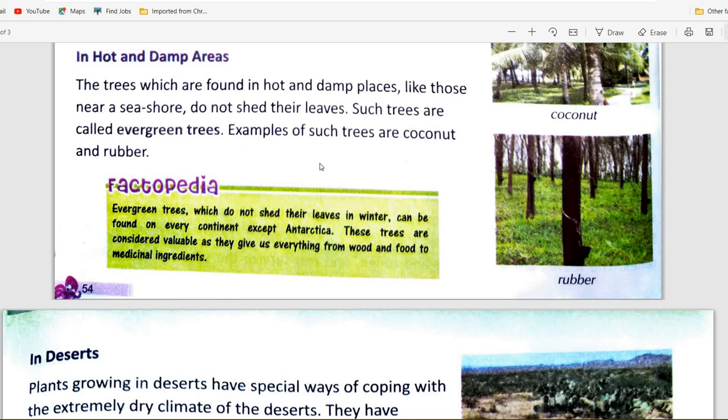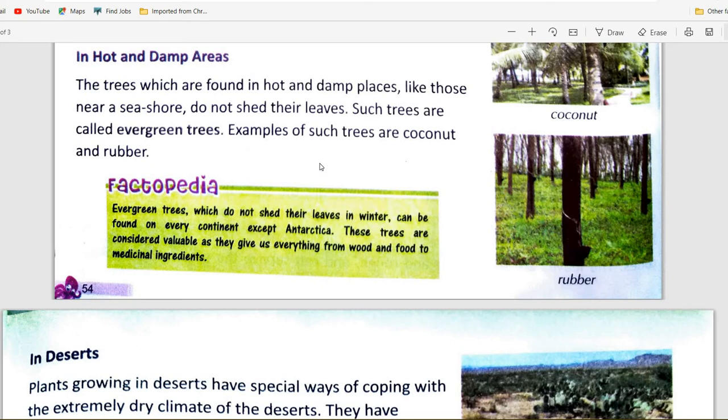They have leaves full of the year, meaning they are filled with leaves the whole year, so these types of plants are called evergreen trees. Coconut and rubber are examples of these trees.